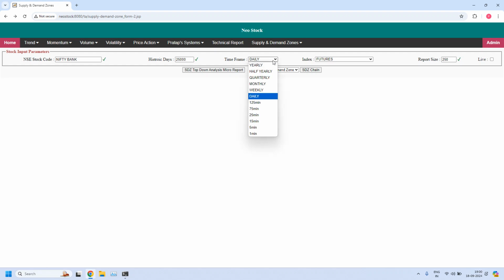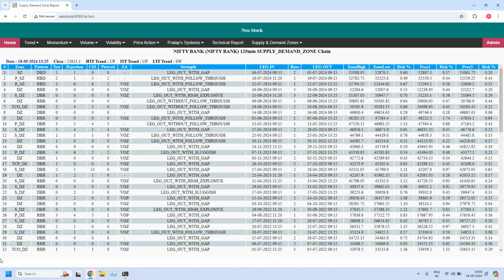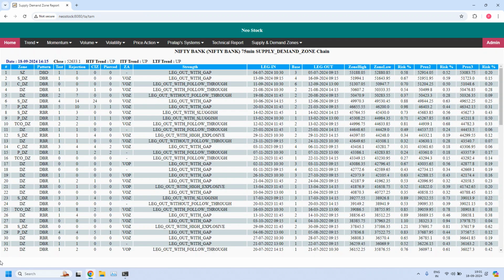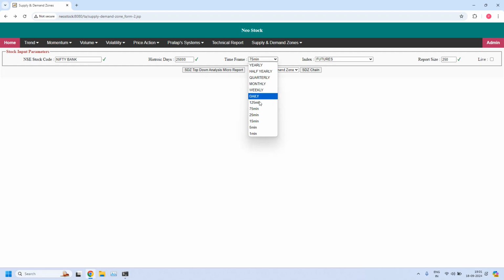Next time frame is 125 minutes. I am generating 125 minute supply demand zone chain for Bank Nifty. The next time frame is 75 minutes. Generating 75 minute supply demand zone chain for Bank Nifty. Next time frame is 25 minutes. Generating 25 minute supply demand zone chain for Bank Nifty.